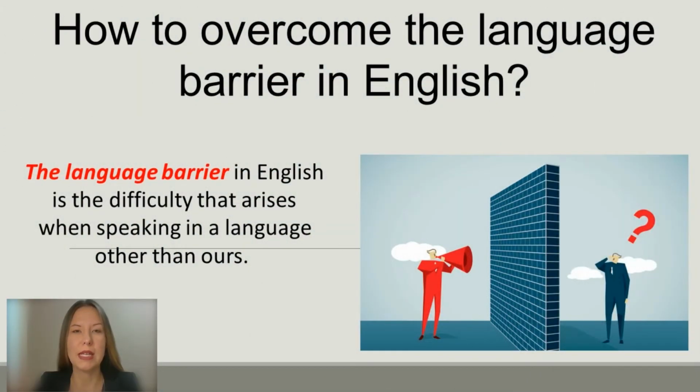Overcome the language barrier in English. The language barrier in English is the difficulty that arises when speaking in a language other than ours. Almost every person learning a foreign language experiences this unpleasant phenomenon. The barrier can occur not only for beginners, but also for people with good knowledge, and the latter is especially insulting. You know the grammar well, calmly read articles in English, watch The Big Bang Theory in the original, and when it comes to a conversation, you hardly squeeze a couple of sentences out of yourself.